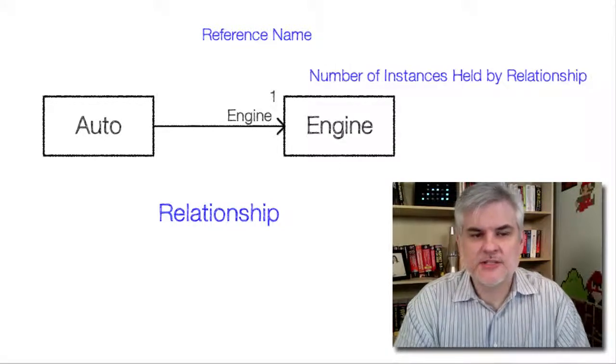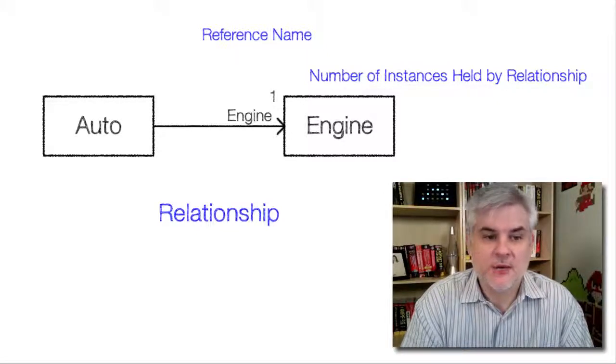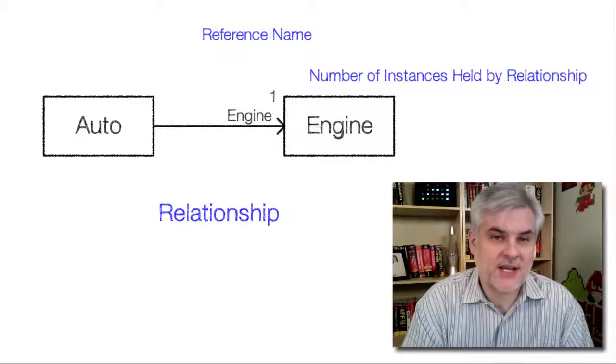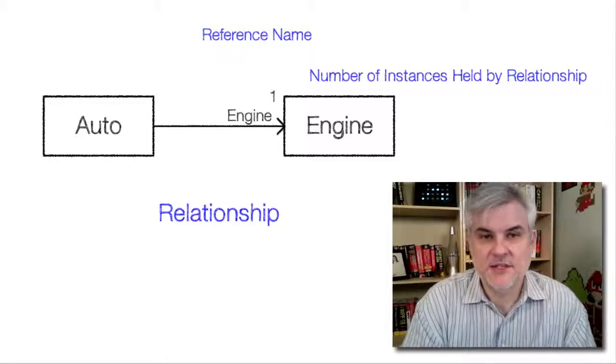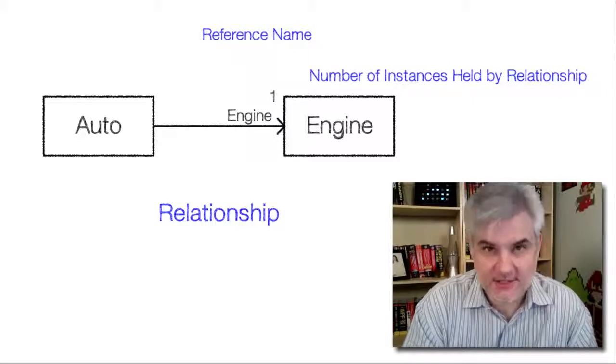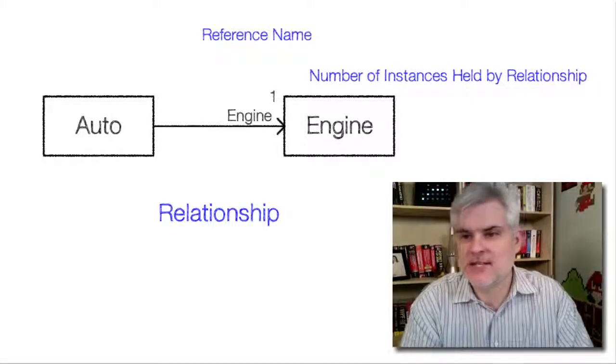And then you can also denote the number of instances that are held by the relationship. So in this case, an auto will hold one reference to an engine and will reference that engine using the engine field of our class, right? So that's all we're trying to do, is establish the relationship between two classes. All right, so let's move on.